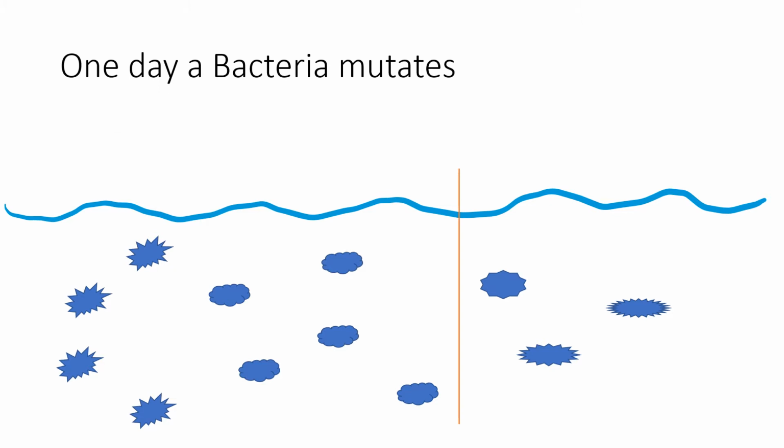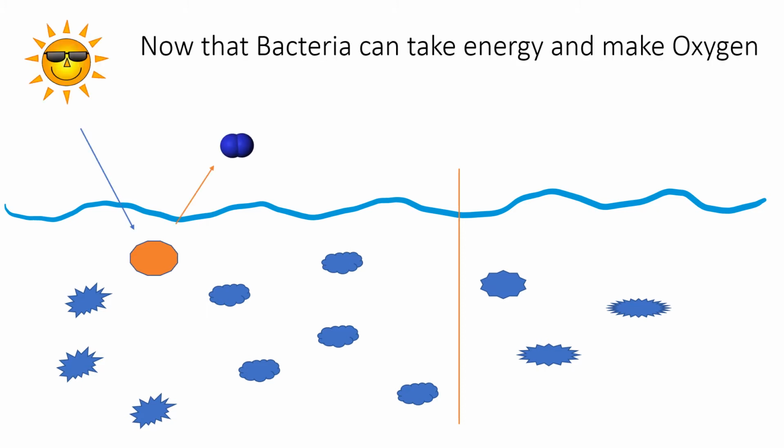However, one day a bacteria mutates, and it shows up with some different properties. What are those different properties? Well, this mutation allows this bacteria to take energy from the sun and make oxygen out of it. So this new bacteria starts to take the sun's energy and make lots and lots of oxygen.